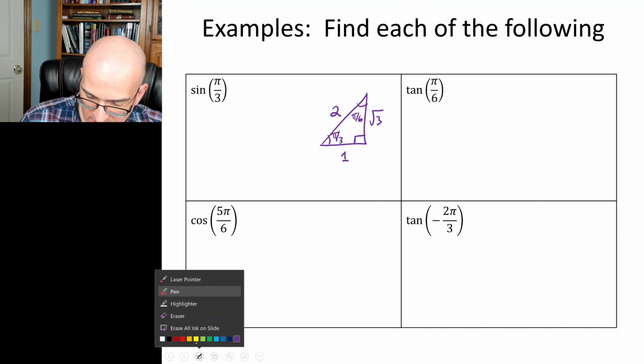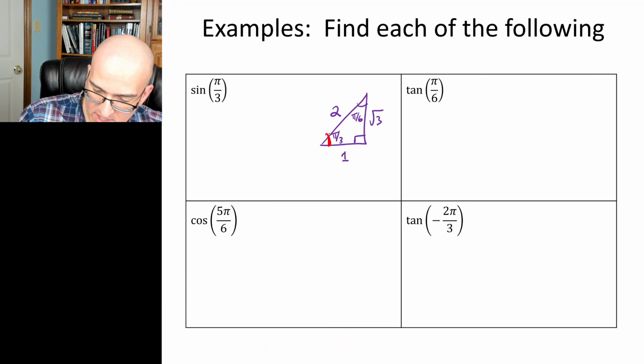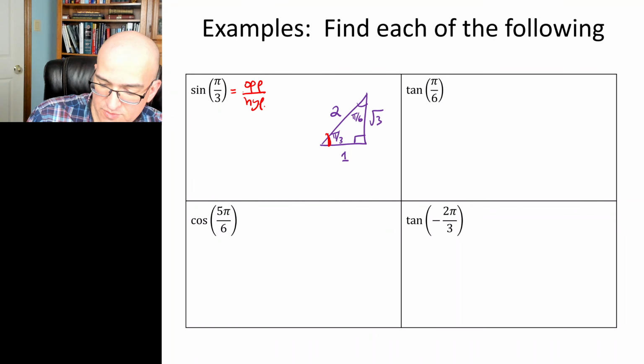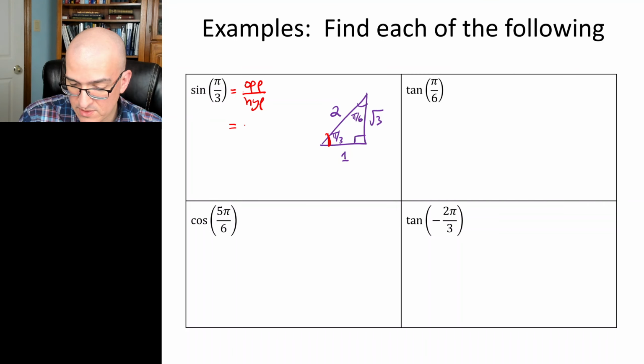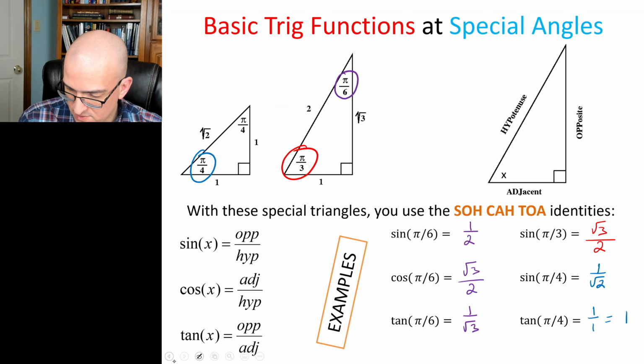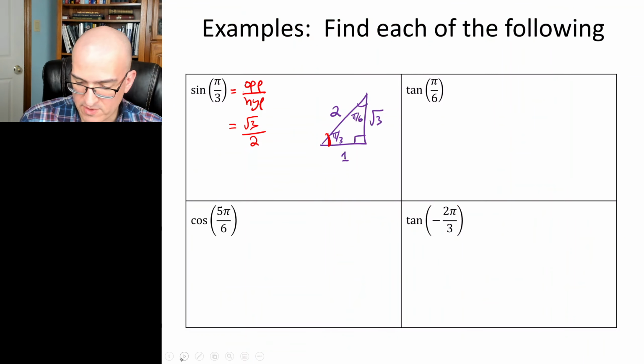Okay, now our reference angle here is pi over 3. So we have opposite over hypotenuse with respect to the pi over 3 angle. So the opposite of the pi over 3 angle is root 3, and the hypotenuse is 2. Oh, I already had that one. Oh well.